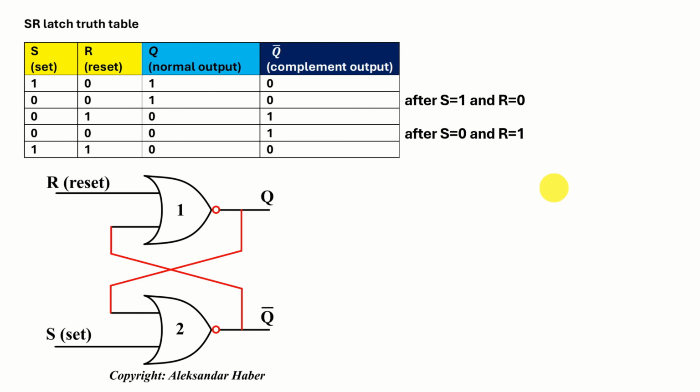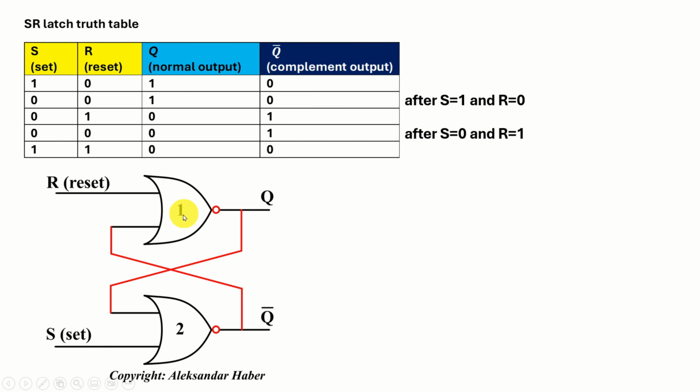There are several approaches for mathematically analyzing and describing the behavior of the SR latch circuit. And over here you can see one of these approaches. In this approach, we are going to construct a truth table describing the behavior of our SR latch circuit. First of all, in the first column, we place the values of the set input. In the second column, we place the values of the reset input. In the third column, we write the normal output, and in the fourth column, we write the complement output.